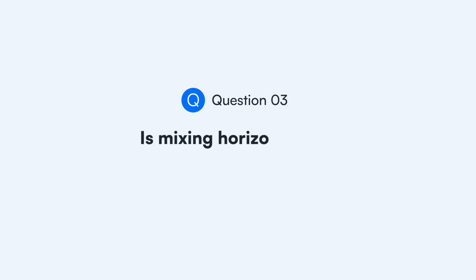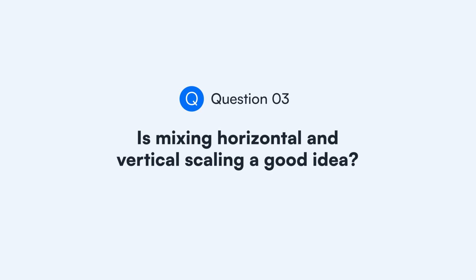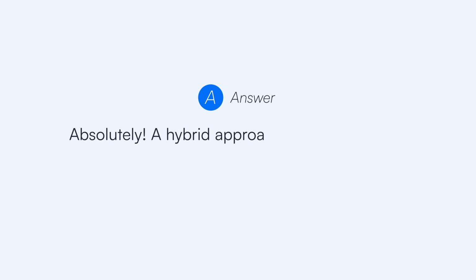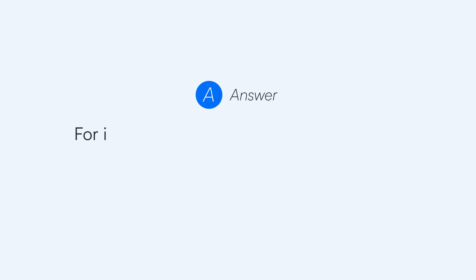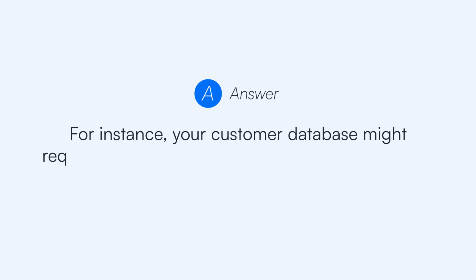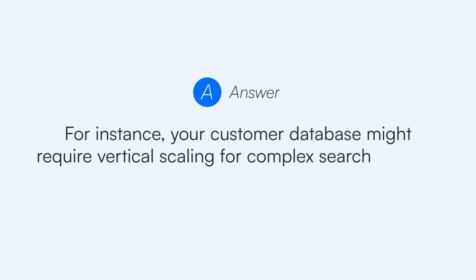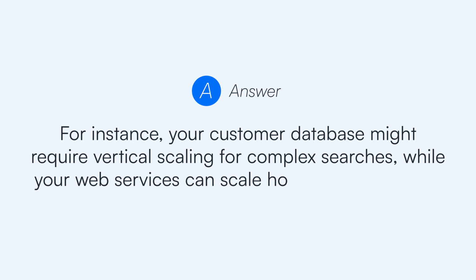3. Is mixing horizontal and vertical scaling a good idea? Absolutely. A hybrid approach allows you to use both methods depending on your system's needs. For instance, your customer database might require vertical scaling for complex searches, while your web services can scale horizontally to handle more visitors.